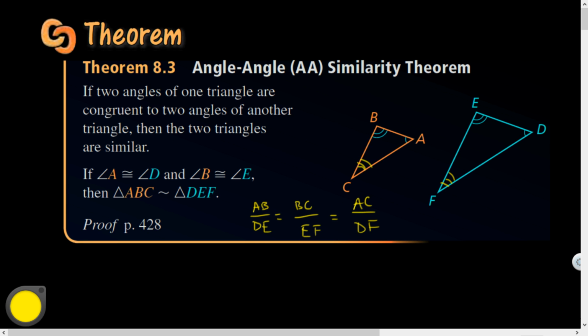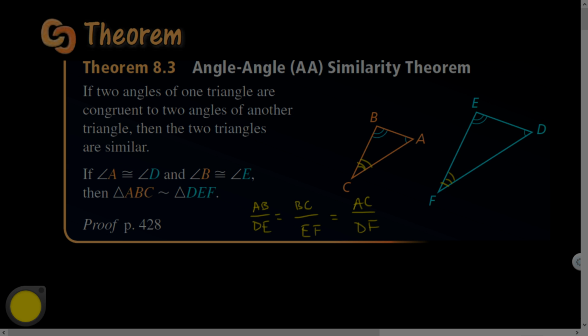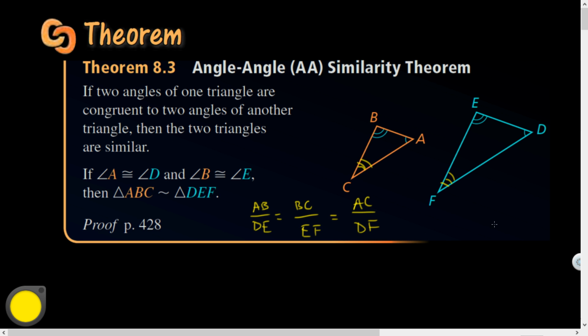So we were unable to prove two triangles congruent using only those means, but it turns out we can prove they are similar.